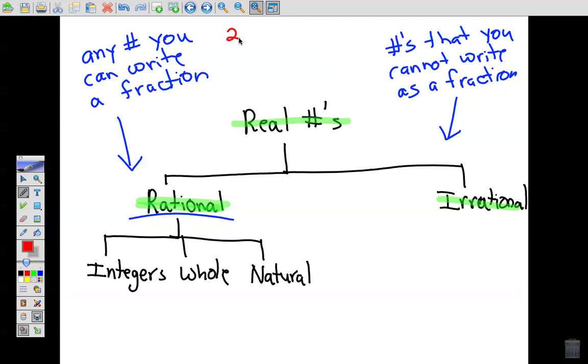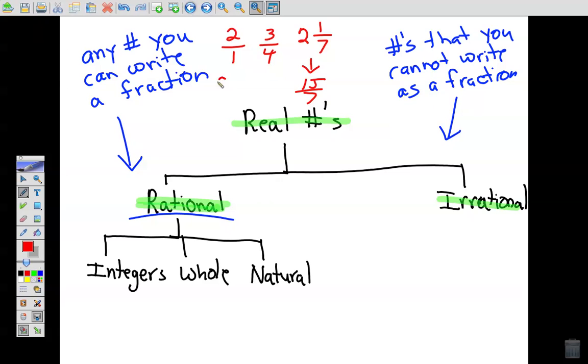How about 2? Can you write 2 as a fraction? Sure. 2 over 1. So 2 is rational. How about, let's say any fraction. Say I have 3/4. Well, obviously that's a fraction, so it's rational. How about if I have, say, 2 and 1/7? How about a mixed number? Well, a mixed number, as we found out from our last video here, you can write that as a fraction or an improper fraction. 7 times 2 is 14, add 1 is 15/7. So any mixed numbers are rational.